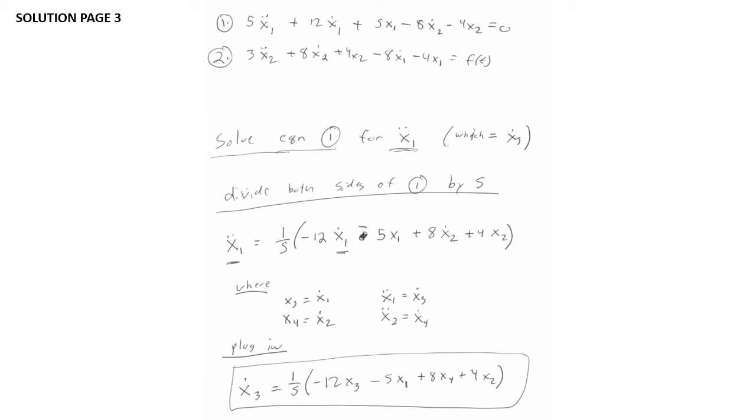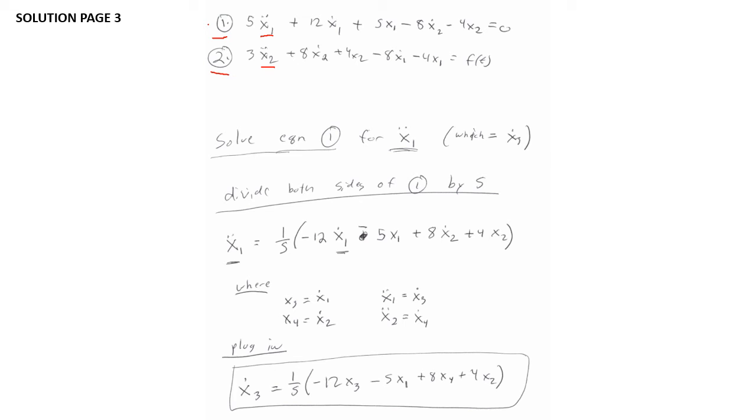I rewrite out equation 1 and equation 2 right from our problem statement. So you can see there's equation 1, there's equation 2. Equation 1 is 5 x1 double dot plus 12 x1 dot plus 5 x1 minus 8 x2 dot minus 4 x2 is equal to 0. So I can rearrange this and solve for my x1 double dot. Now, the second equation was 3 x2 double dot plus 8 x2 dot plus 4 x2 minus 8 x1 dot minus 4 x1 is equal to f of t. That I can rearrange and solve for my x2 double dot and then plug in to get it down to first order rather than second order. So let's do this one step at a time.